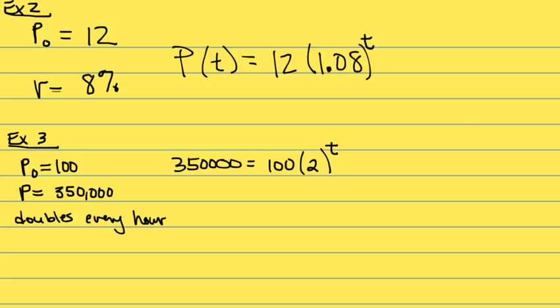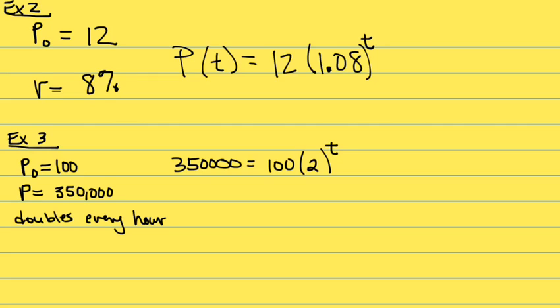Why is it not 1 plus 2? Because it is doubling. If I were to write it out, it's growing at 100% each hour, so it increases what it was before. I would be doing 1 plus 1 to get 2. So it's growing at 100% an hour, or doubling its value every hour.